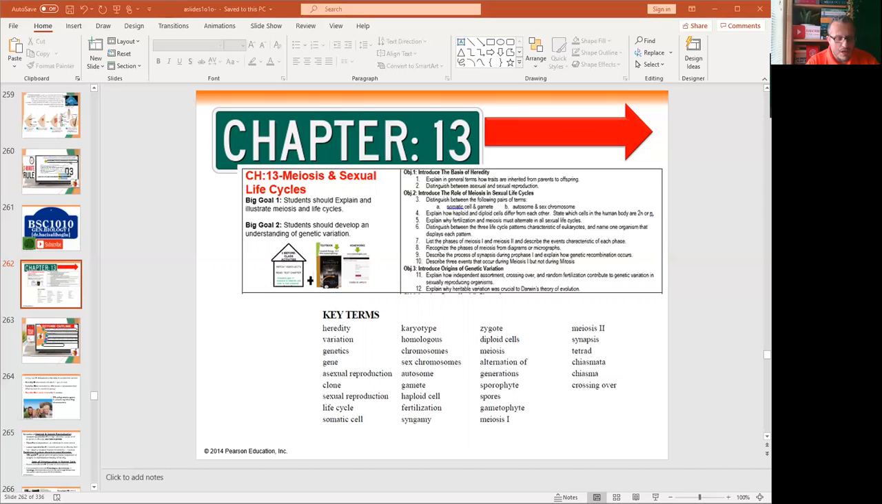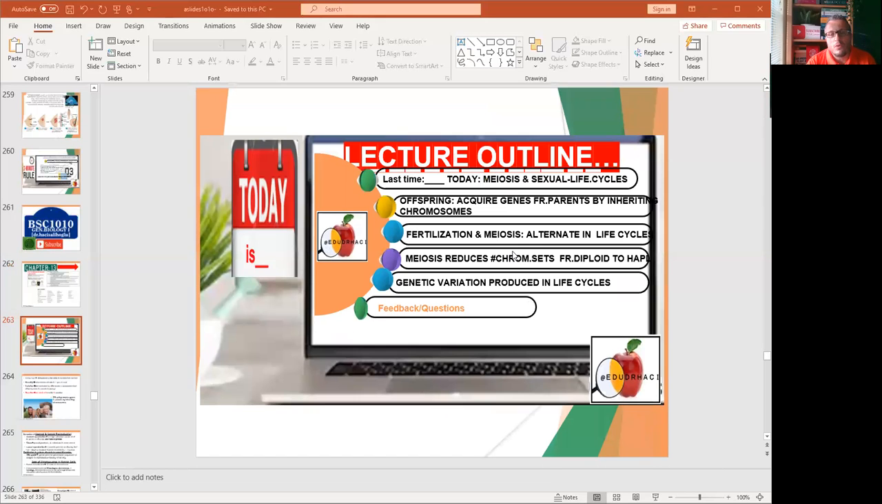We have vocabulary to study this chapter. We have two big goals. Big goal 1: students should explain and illustrate meiosis and life cycles. Big goal 2: students should develop an understanding of genetic variation.